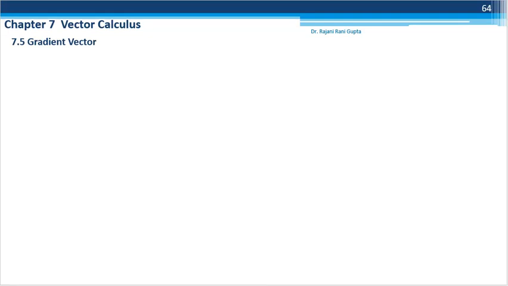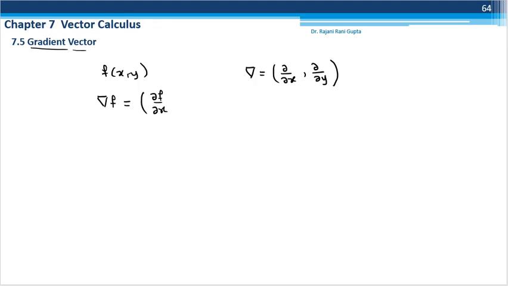Everyone. In this video, we are going to see how we can find a gradient vector for a given function. Suppose you have a function of two variables x and y. Then the gradient vector is denoted by gradient of f. For two dimensions, it is nothing but the partial derivative with respect to x, partial derivative with respect to y. So gradient of f is the partial derivative of f with respect to x, comma, partial derivative of f with respect to y. This is in the component form.